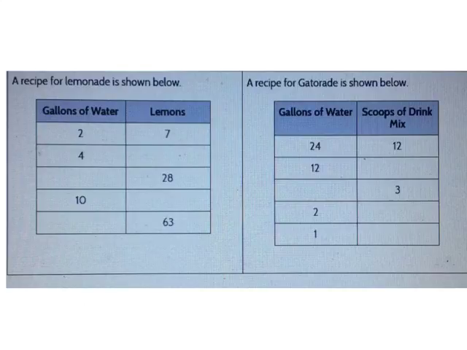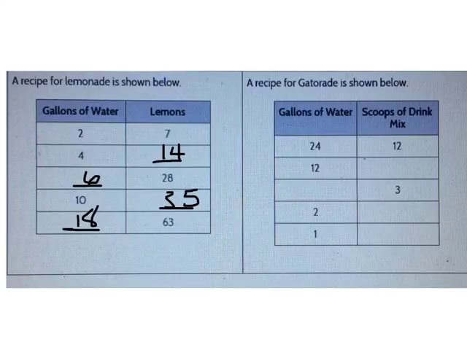Now you try one. Fill in the blanks in the recipe for lemonade. 14 lemons would be required for 4 gallons of water. 6 gallons of water would be required for 28 lemons. 35 lemons would be required for 10 gallons of water. And 18 gallons of water would be required for 63 lemons.